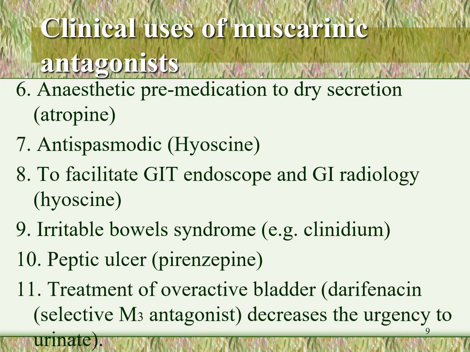And last, they can be used for treatment of overactive bladder, especially darifenacin, which is a selective M3 antagonist, as we saw. This can decrease the urgency to urinate through the relaxation produced on the detrusor muscles of the bladder. So this can decrease the contraction of these muscles, and this can lead to a decrease in urine voiding and urine urgency.